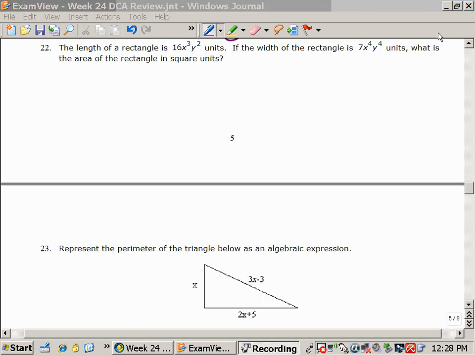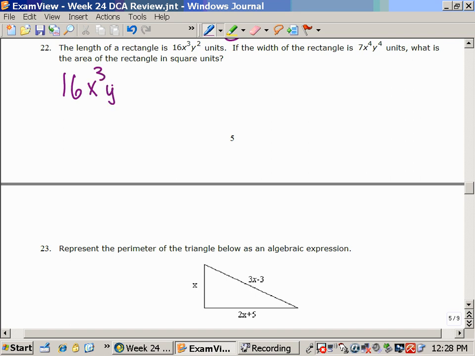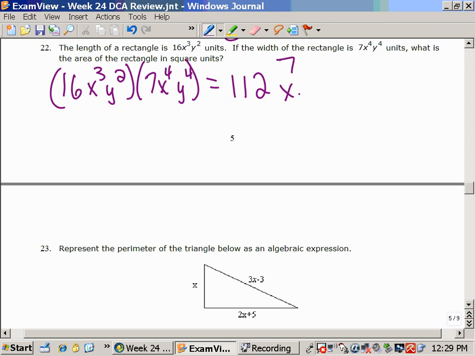Okay, we have a rectangle, and we know what the length and the width are, and we have to find the area. So all we're going to do on this one, we don't have to divide, because we're given the length and the width, we're just going to multiply each of these. 7x times 4y to the 4th. So you have to multiply the coefficients. That gives me 112, and add the exponents. X to the 7th and y to the 6th. That's the final answer.